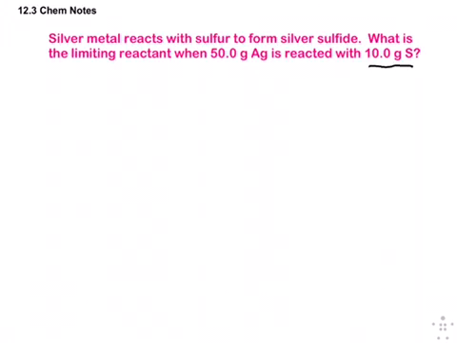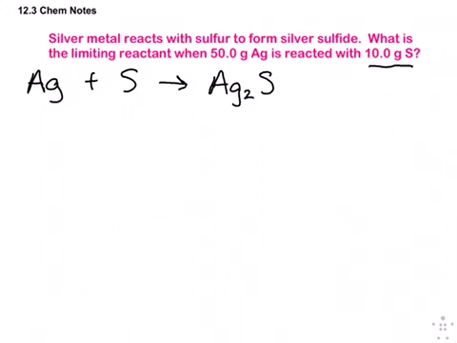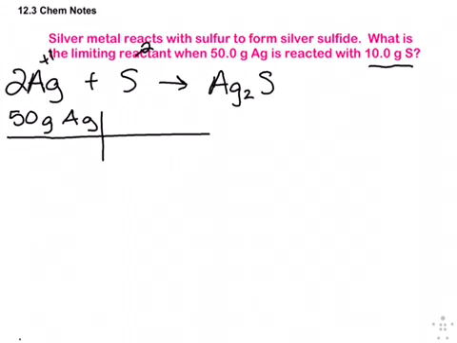So starting with your reaction, we have silver plus sulfur to produce silver sulfide, which would be Ag2S, since sulfur is a -2 and silver is a +1. So that means we have to balance the equation and put the 2 out in front of the silver. So you start with what you're given. The first one is 50 grams of silver. And we need to convert these into moles.